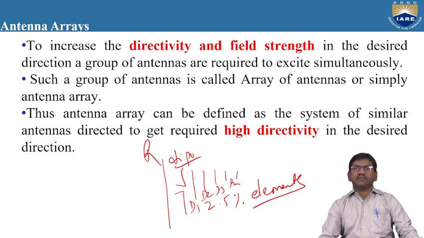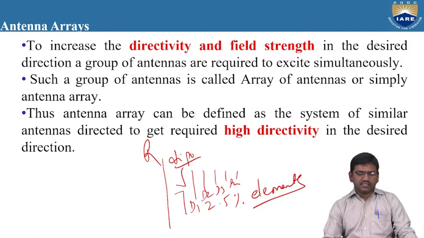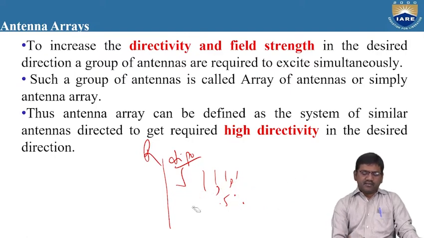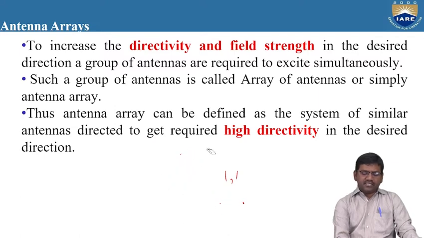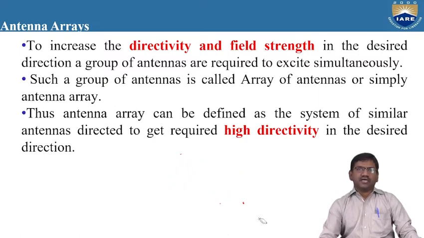So as we increase the number of elements, the directivity will be increased. This is the main advantage of an array. That means in order to increase the directivity and the field strength in the desired direction, a group of antennas are required to excite simultaneously. Such a group of antennas is called an array of antennas, or simply an antenna array. So this is one of the major advantages of an array: the directivity and the field strength can be increased.